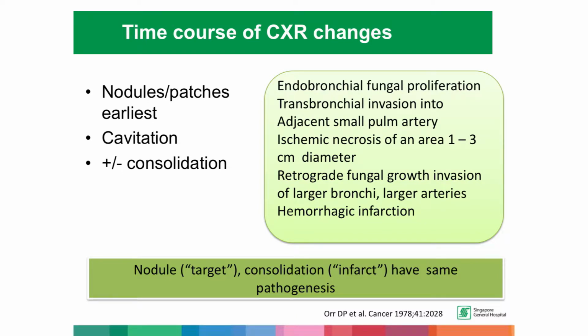And this is the theory that they put forth, and this has been shown to be true by various types of experiments since then, that we are all inhaling Aspergillus every day, right? Aspergillus is ubiquitous in our environment. So there is some fungal proliferation in the airways in these compromised patients, and then there'll be transbronchial invasion, and at some point it will enter a small pulmonary artery, small enough to block off the entire blood supply so that there is ischemic necrosis, right?